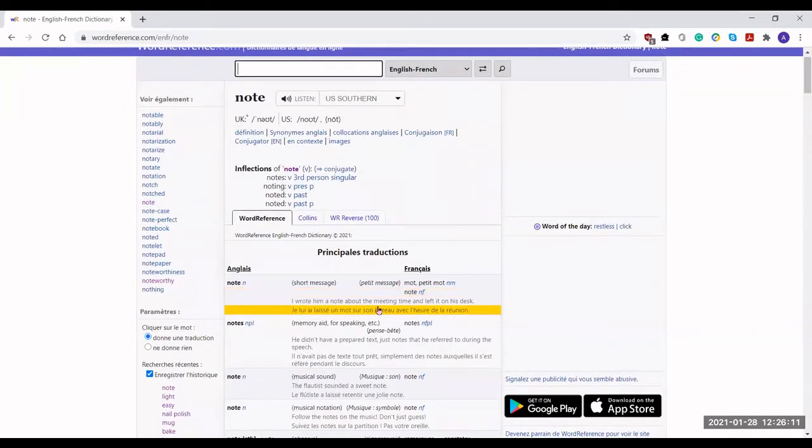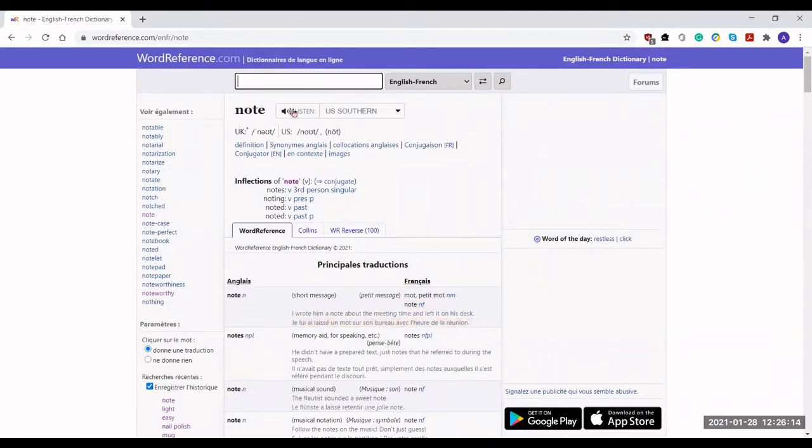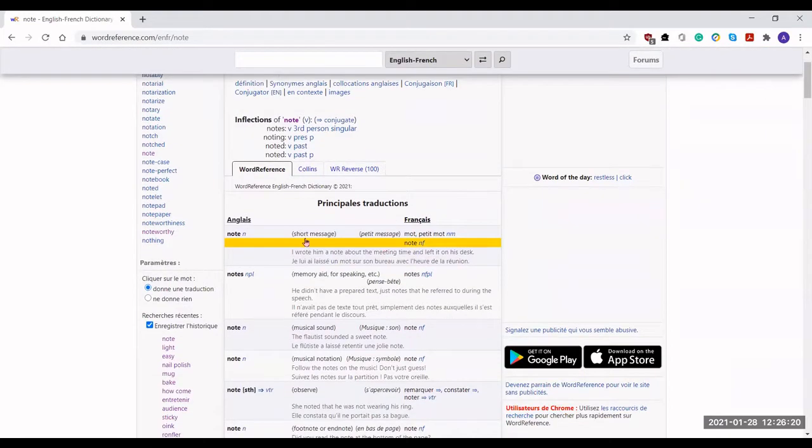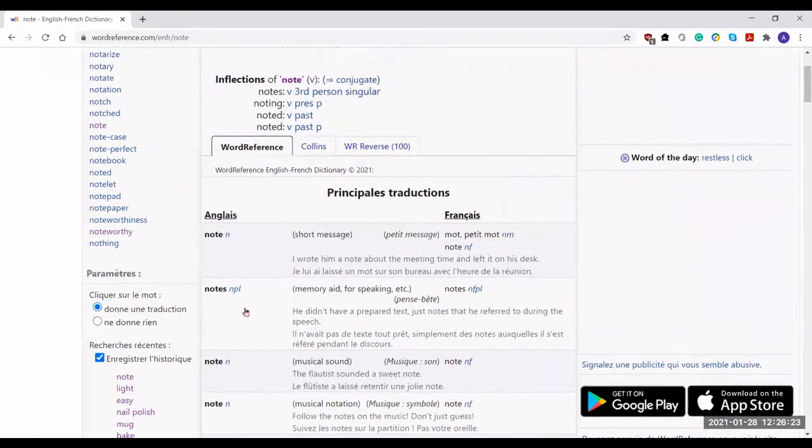Okay. First, we have the way the word is pronounced in English, in US Southern English, fantastic. And we have first, note, a short message in English, it's a noun. And then in French, we have the translation, which is un mot, un petit mot, or une note, right? It's a short message. Then below that, we have a sample sentence in English, and its translation in French, so that we can see the context of how the word note is used, right? I wrote him a note, and je lui ai laissé un mot.